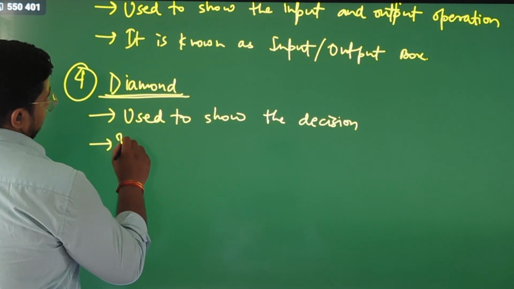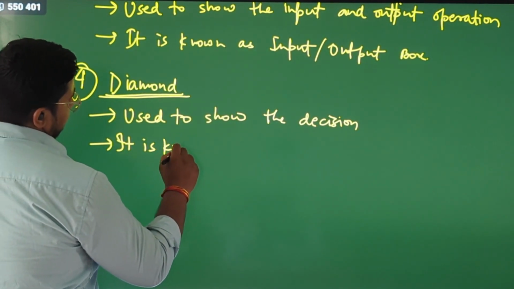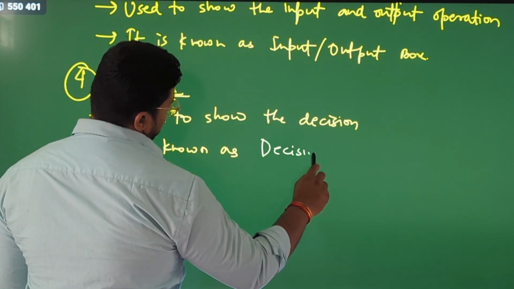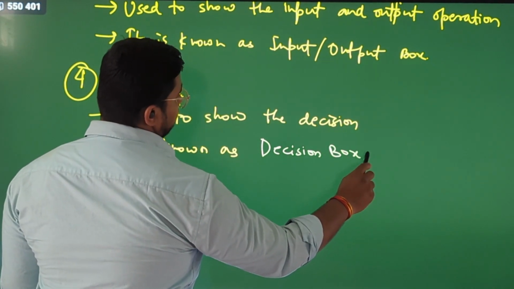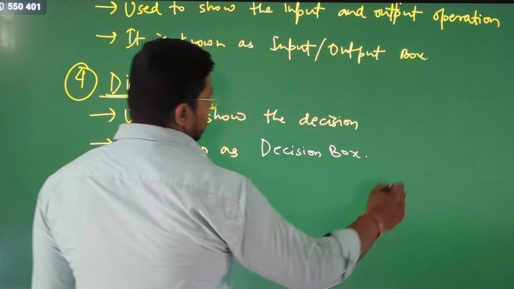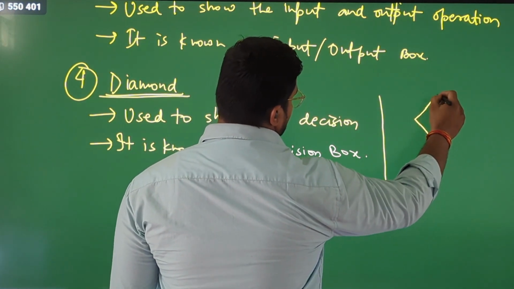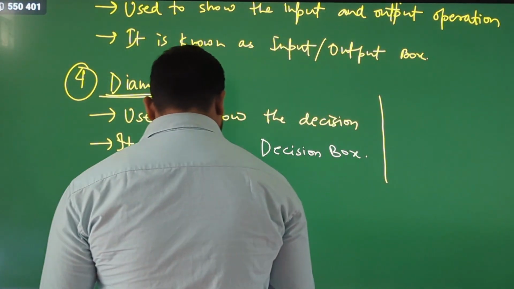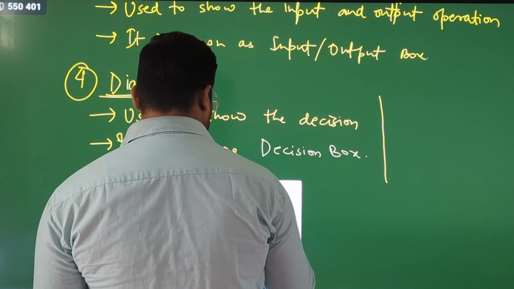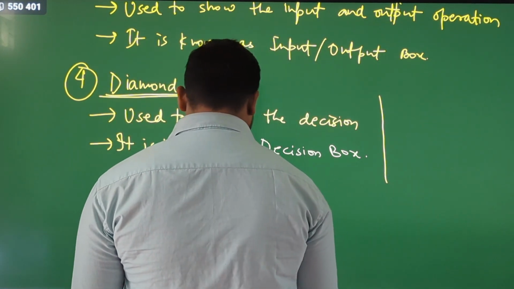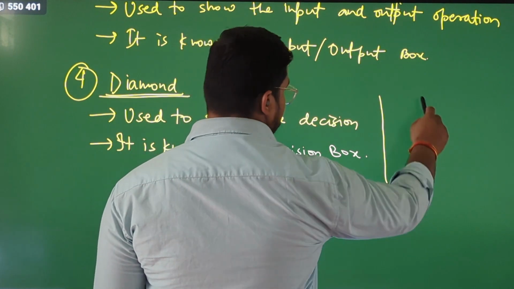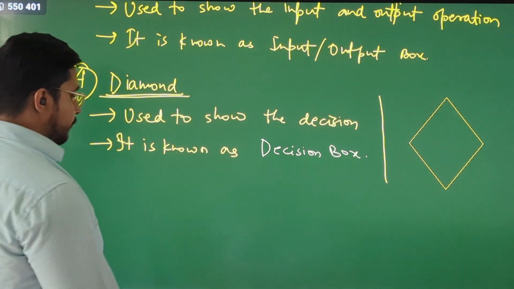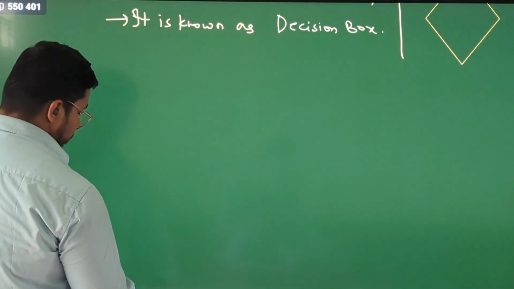Next, it is known as the decision box. Done. This is the shape of a decision box. Done. Next, the fifth point.